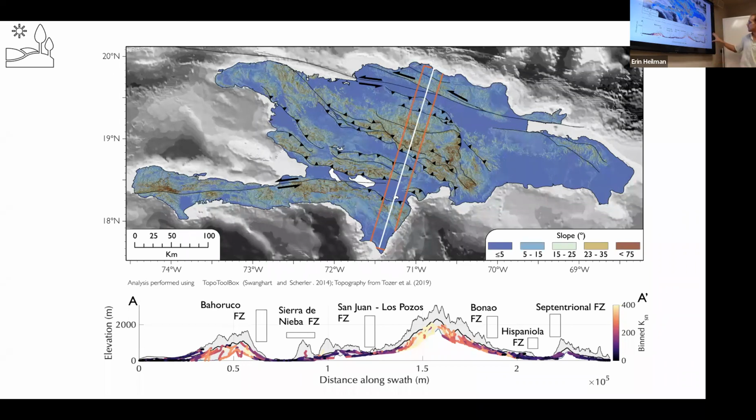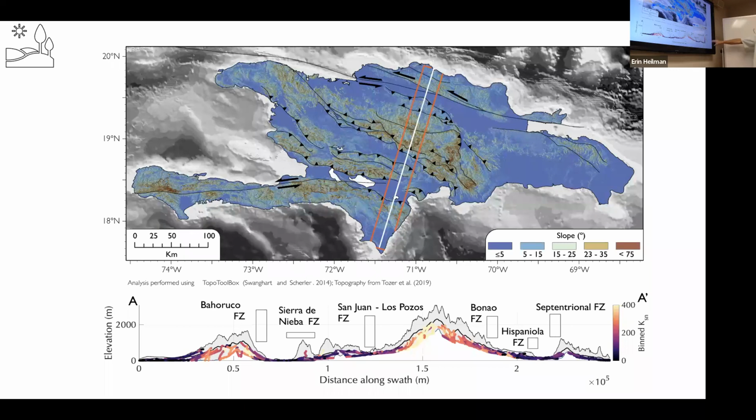In the figure on the bottom, this is coming from a swath profile from north to south across Hispaniola. And a swath profile is showing the highest and lowest elevations within this window shown by the orange lines there. So when you have a high difference between the highest and lowest elevations, it means you have a lot of erosion because you have high peaks and low valleys. So you have a lot of incision kind of carving out all the material between.